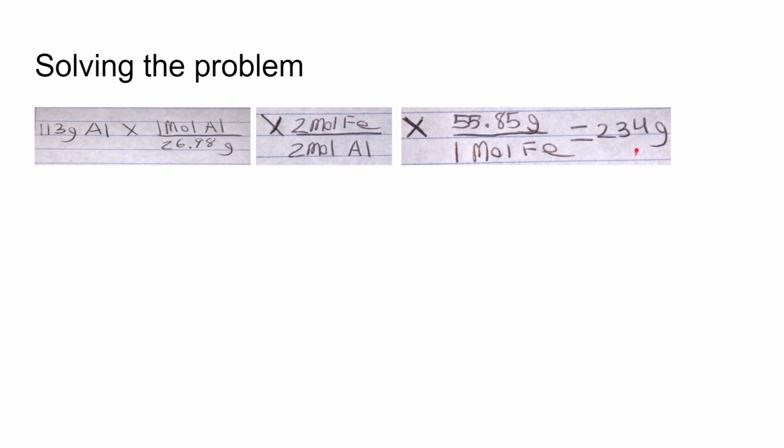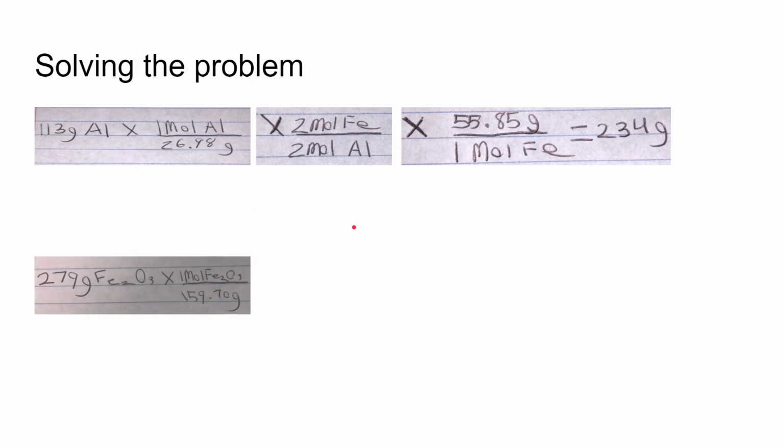And that leaves us with the unit grams, which is perfect because our answer needs to be in grams, which it is. So to get 234, you would simply multiply across the top. So you'd have 113 grams times 2 times 55.85. Then you would divide anything that's on the bottom. So you would divide by 26.98 and again divided by 2, and you'd end up with 234 grams. But that's just for aluminum. We also need to find out the answer for iron oxide.